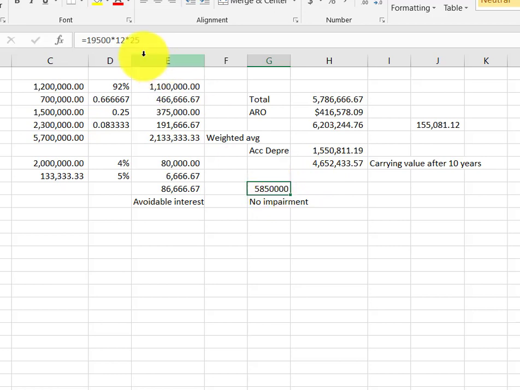Okay? If that amount was reduced, then we maybe have an impairment. And then we would calculate the future value of that $19,500 per month, the present value of that in the future. So that's what we would calculate if it was impaired, but it was not, so we're done with our problem.